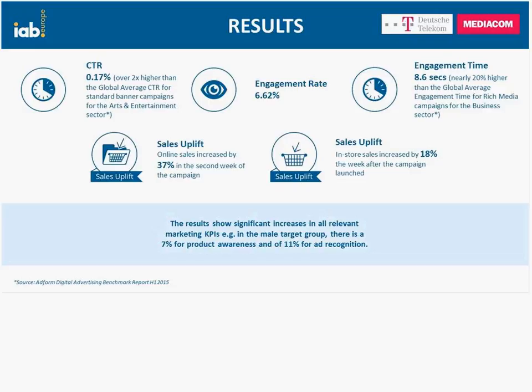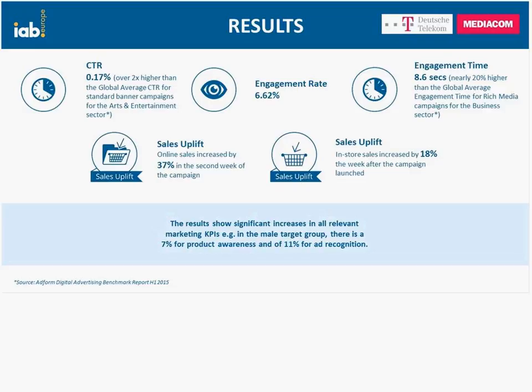For the Deutsche Telekom Magenta Mobile Start campaign, we looked at click-through rates, and these were over 2 times higher than the global averages, especially for the arts and entertainment sector. They achieved a 0.17% CTR.